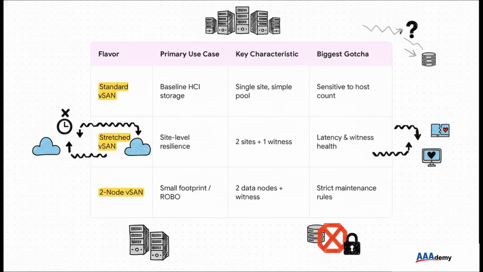Now, this table is awesome because it really cuts to the chase. Just look at that biggest gotcha column. For a standard cluster, it's all about host count. For a stretched cluster, you're dealing with 2 sites and a witness, so latency and making sure that witness is healthy, absolutely critical. And those little 2-node clusters, man, their maintenance rules are super strict. It just hammers home that you have to match the right architecture to the job you're trying to do.